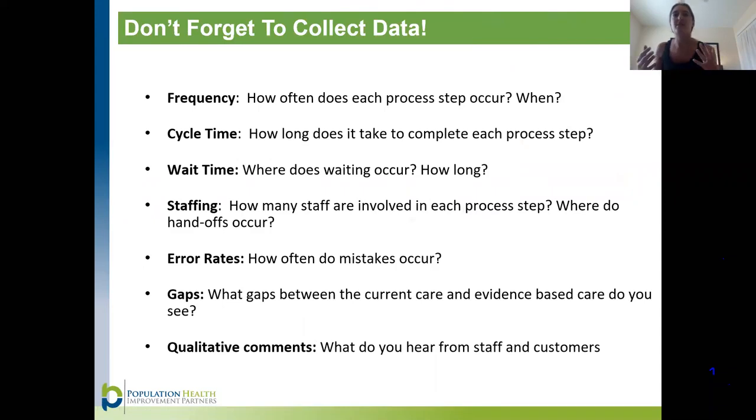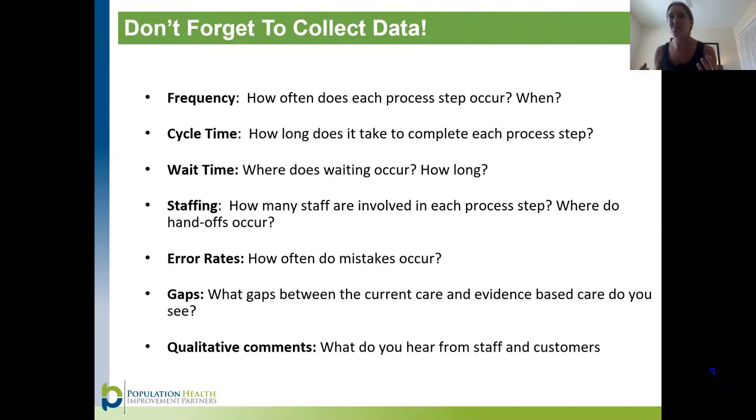So here are some examples of data that you may want to collect. So of course, there's the frequency piece. You're going to want to think through how often each process step occurs and when it occurs. You're going to want to look at cycle time, so thinking through how long it takes to complete each process step. You're going to want to take note of any wait times that you observe.